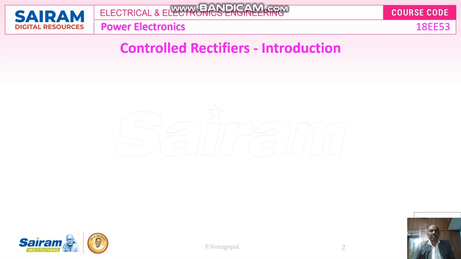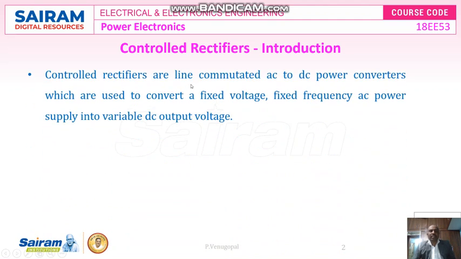Dear students, as you know, there is a difference between the ordinary diode and the SCR or thyristor. An ordinary diode consists of two terminals, anode and cathode. But a thyristor or SCR consists of three terminals: anode, cathode and the gate. The gate is the control terminal in the SCR or thyristor. This controlled rectifier converts the fixed AC into a variable DC voltage.